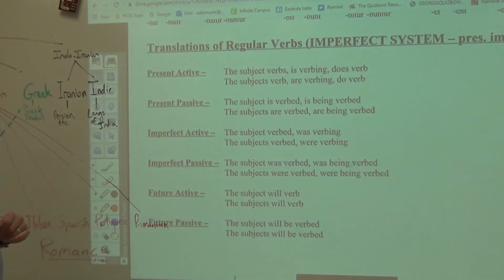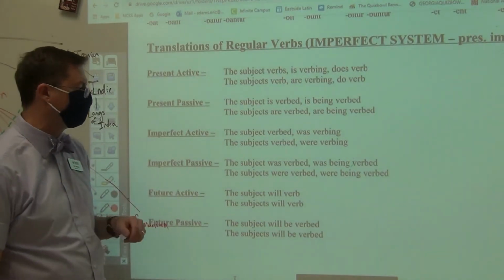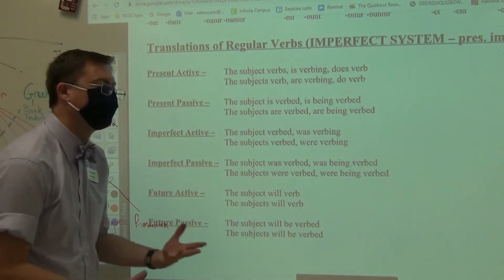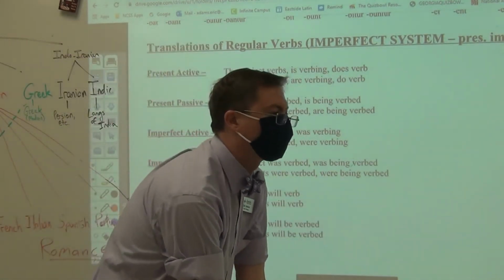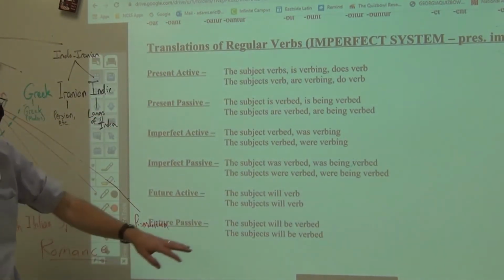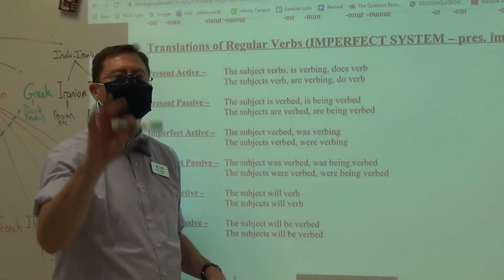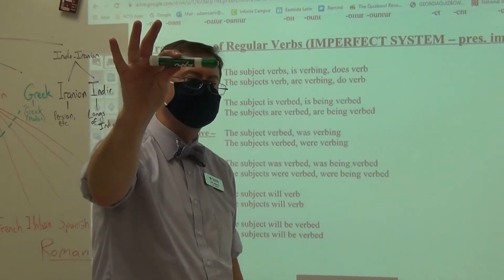Lastly, for the future, the way that we express action in the future, we just simply use will. The subject or subjects will verb, and if you make it passive, the subjects will not do it, but the subjects will have it happen to them, and thus the subjects will be verbed. And that is everything you need to know for the present, imperfect, and future.